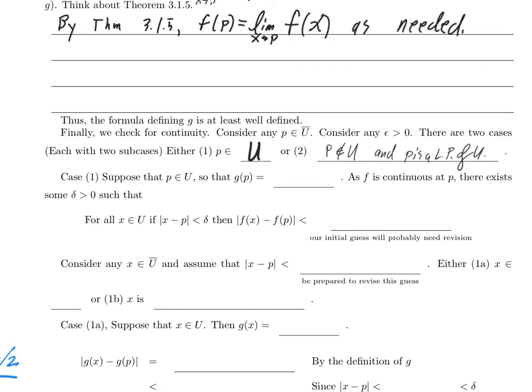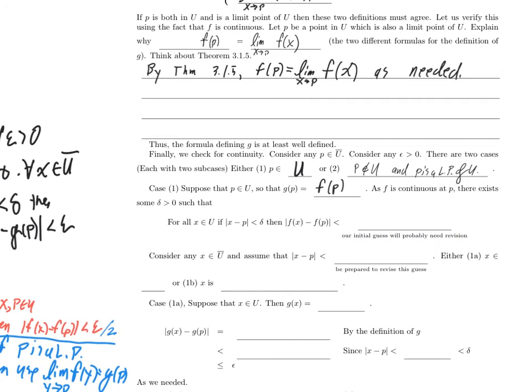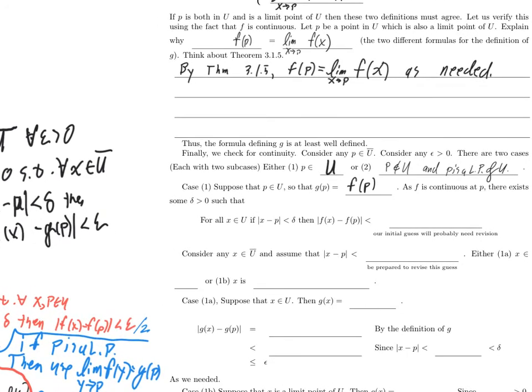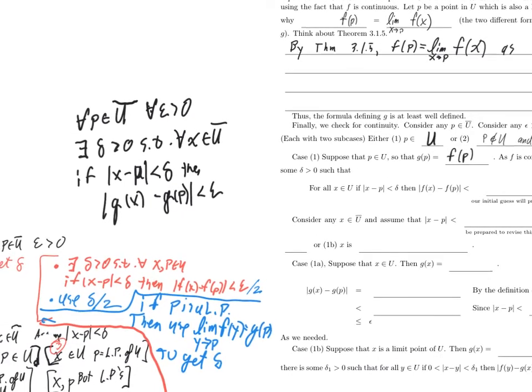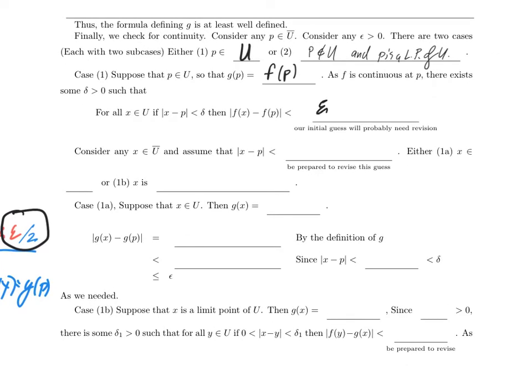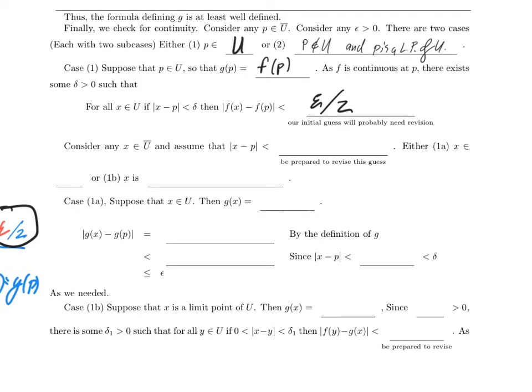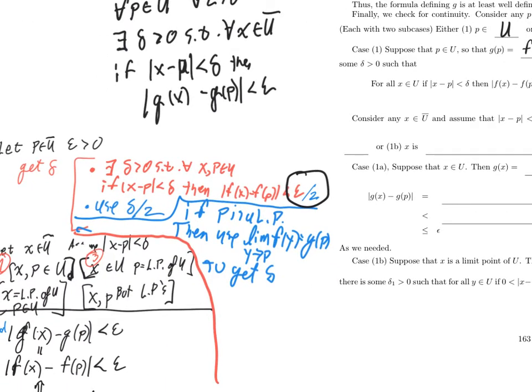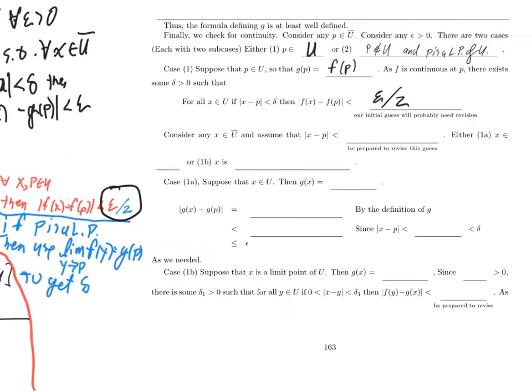So let's do it in case 1. Let's suppose that p is in U, so that g of p is the same thing as f of p. Since f is continuous at p, there exists some delta bigger than 0, such that for all x in U, if the absolute value of x minus p is less than delta, then the absolute value of f of x minus f of p is less than, looking back to our scratch work, looks like we need an epsilon over 2. Now we'll consider any x in U bar, and we will assume that the absolute value of x minus p is less than delta over 2.